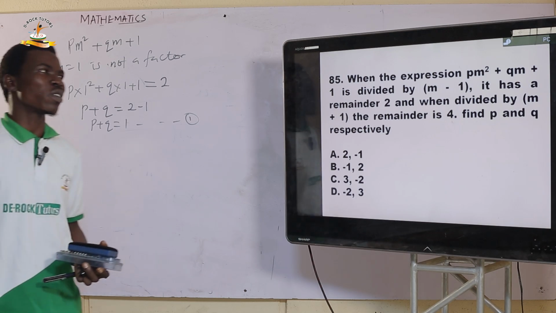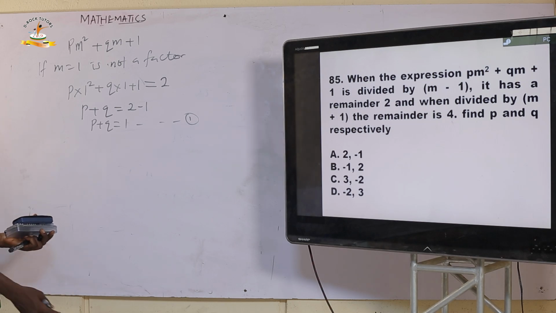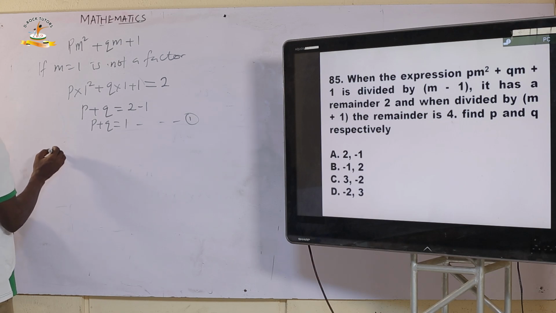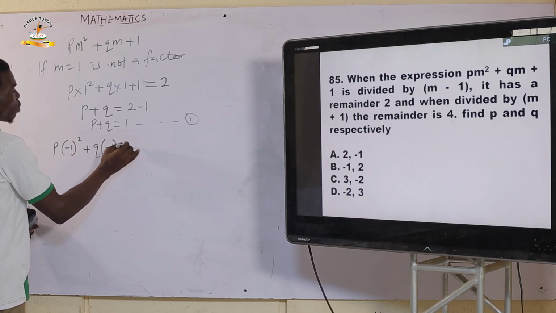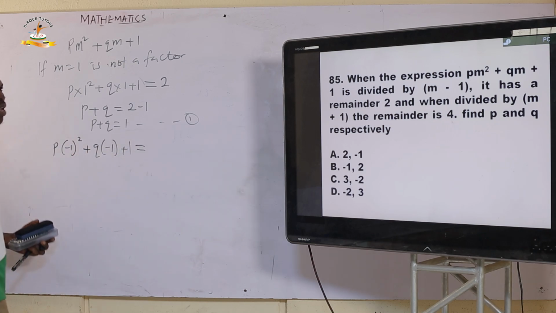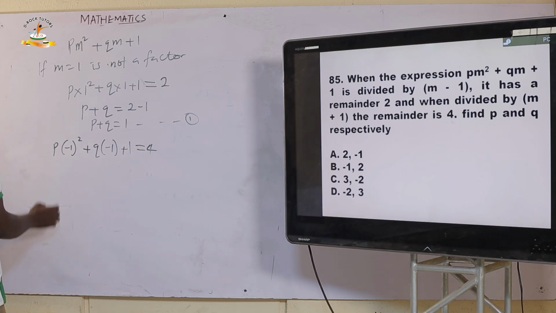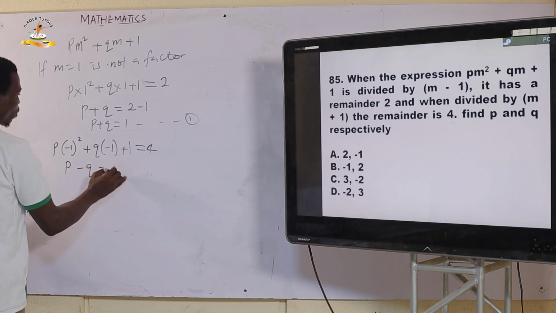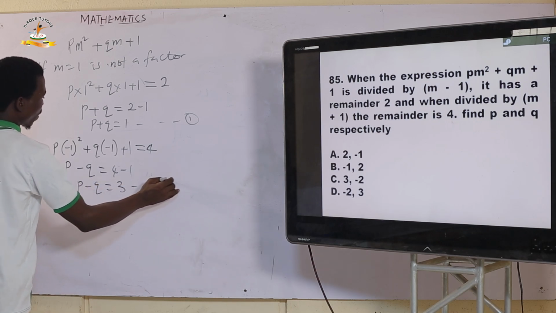However, the same function was divided by m plus 1. This time around, it means that m plus 1 is never a factor. It means that p into minus 1 squared plus q into minus 1 plus 1 gives out a remainder of 4. So you say equals to 4. And that means that p minus q equals 4 minus 1. And this time around, p minus q equals 3. This is my equation 2.